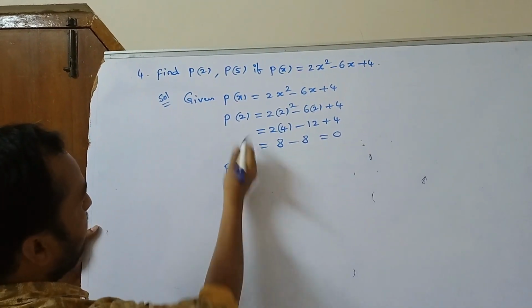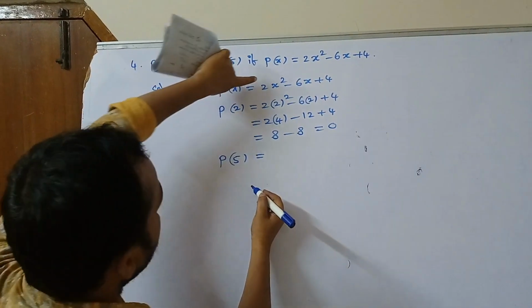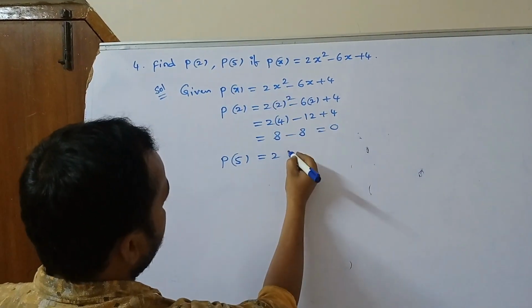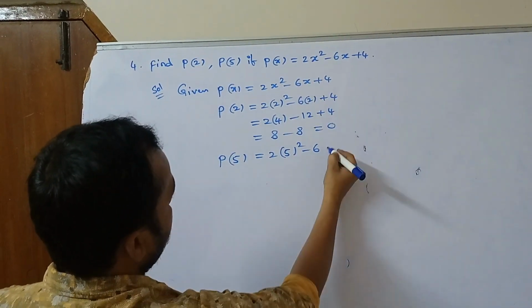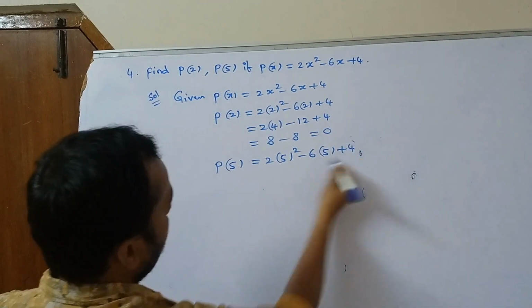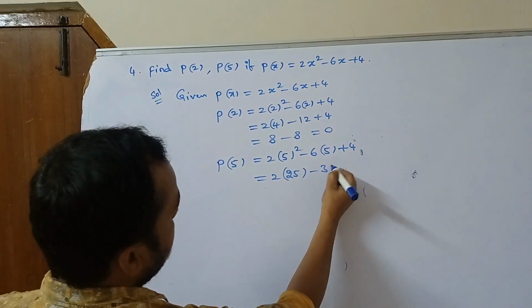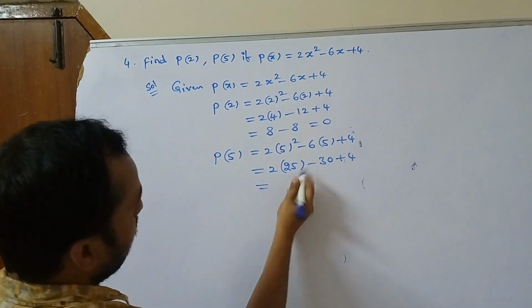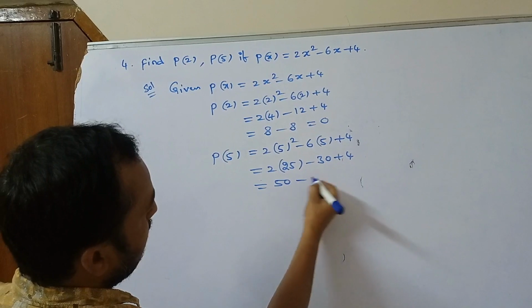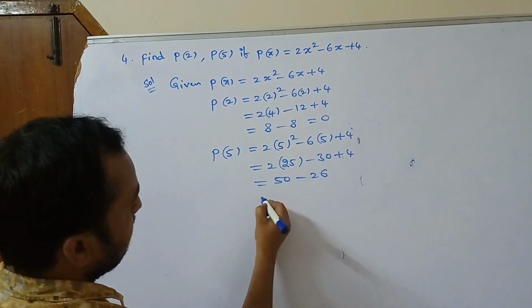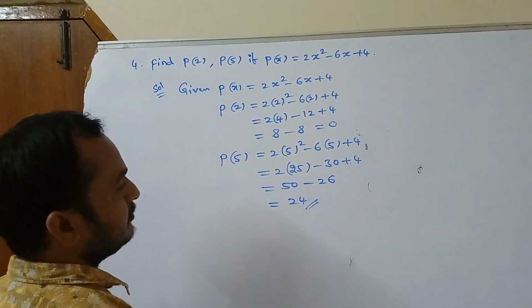Next, p of 5. Now take x as 5: 2 into 5 square, which is 50, minus 6 into 5, which is 30, plus 4. 50 minus 30 plus 4 is 24.